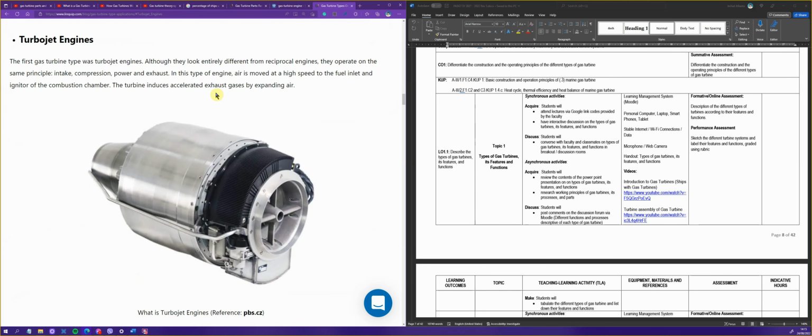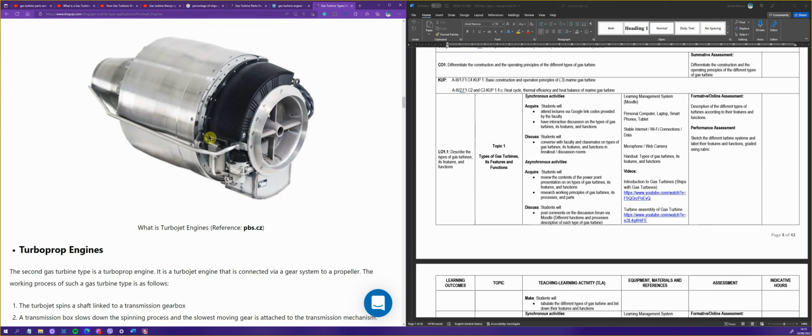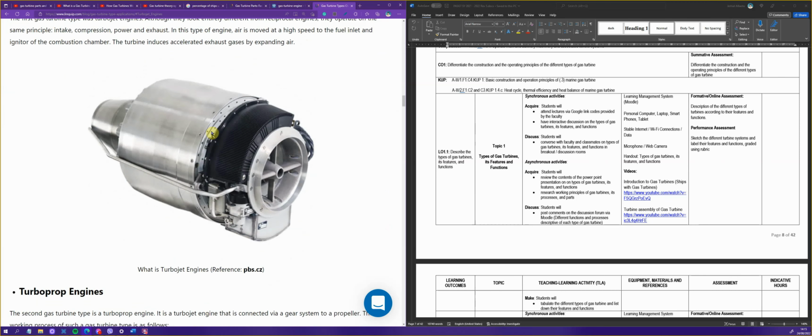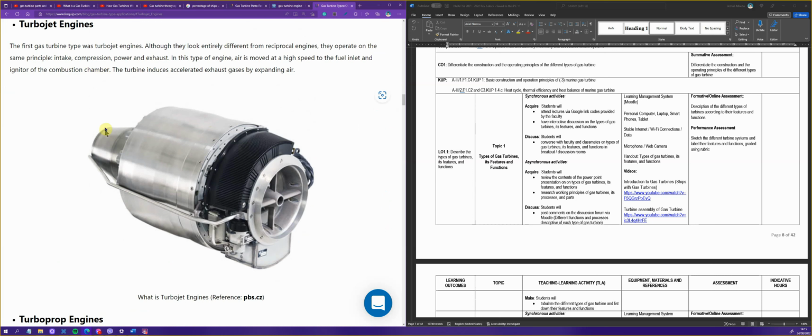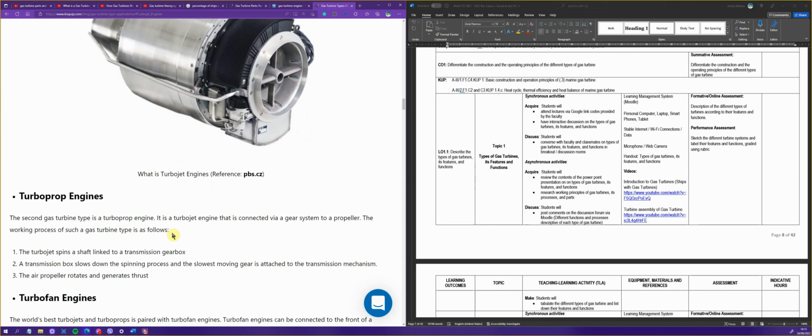Sige, dito muna tayo sa turbojet. Okay. Turbojet. Kasi nagkakaroon ka ng jet propulsion sa dulo. Pag sinabi nating turboprop, prop is shortened for propeller. This is also a turbojet that is connected to a propeller.